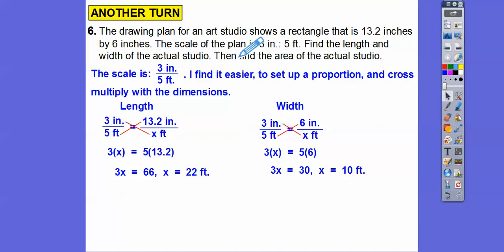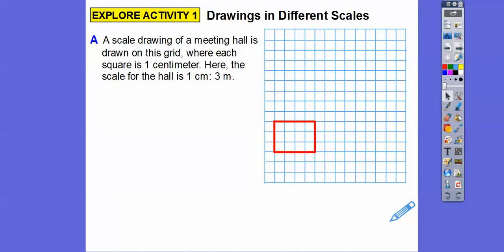And it says find the area. So now we're going to multiply length times width. So 22 times 10 is going to get me 220 feet squared, or square feet. Okay, remember area is always in square units. All right, almost done, you guys.